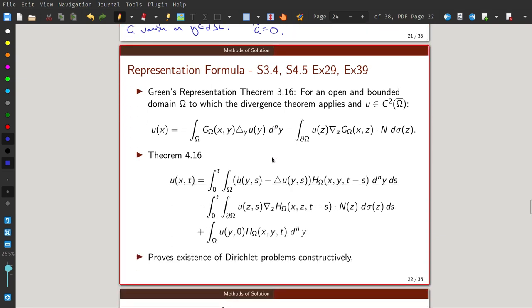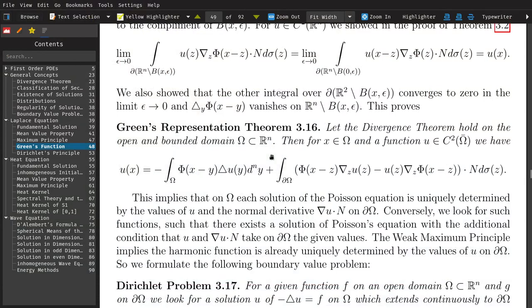So, supposing that we do have a Green's function, what we can do is look at Green's representation theorem. Green's representation theorem in the script is 3.16. And if we look there, we have this with the fundamental solution. So we have the fundamental solution of the Laplacian together with the Laplacian, and then we have the fundamental solution with some gradient terms over the boundary.